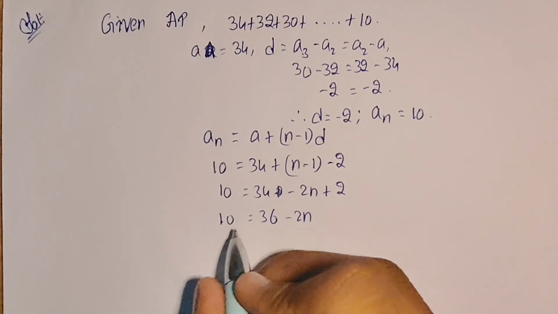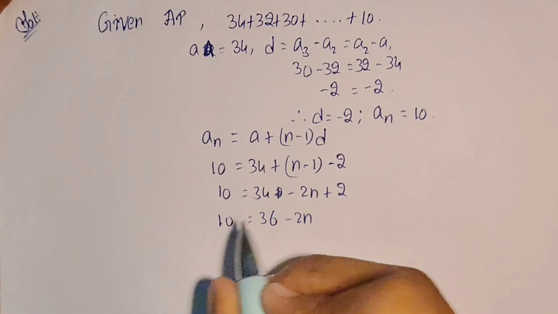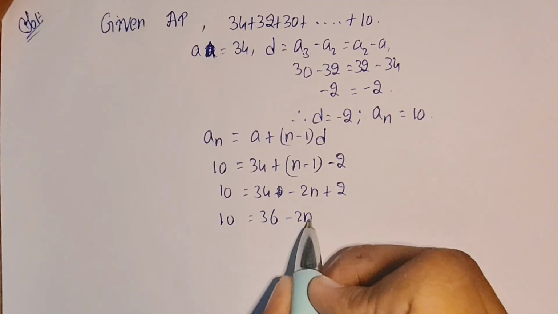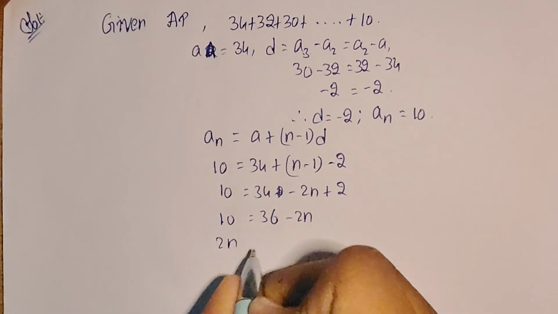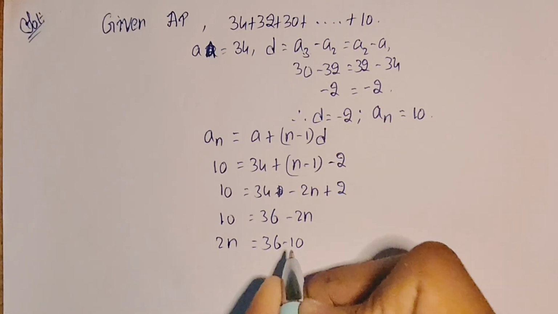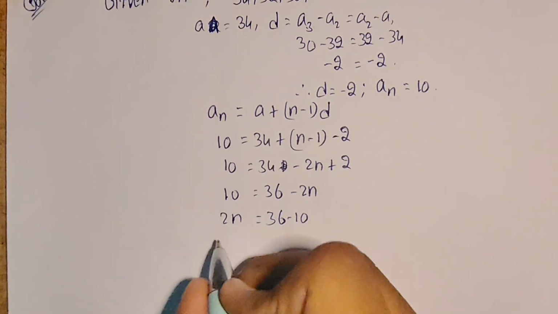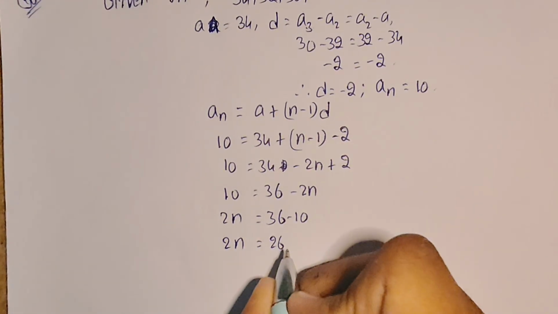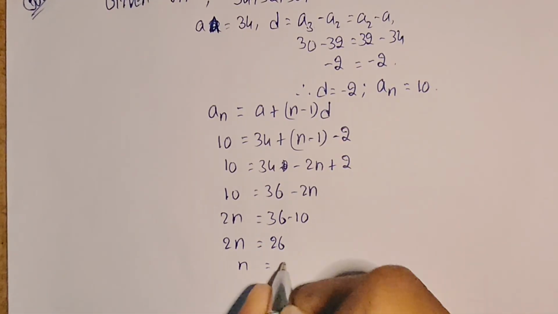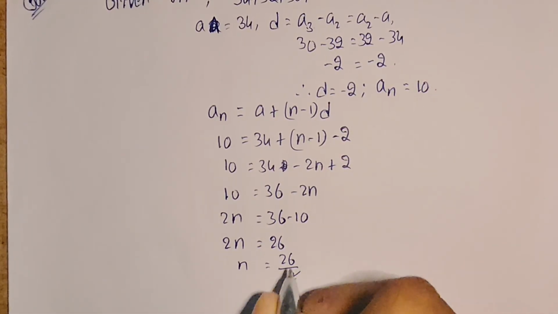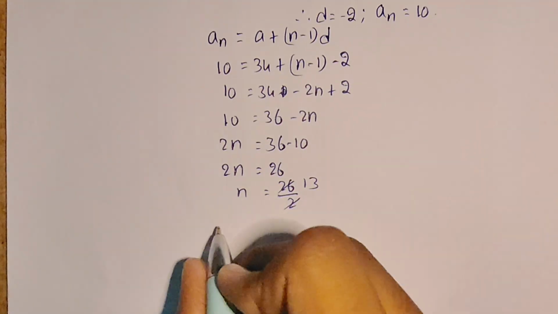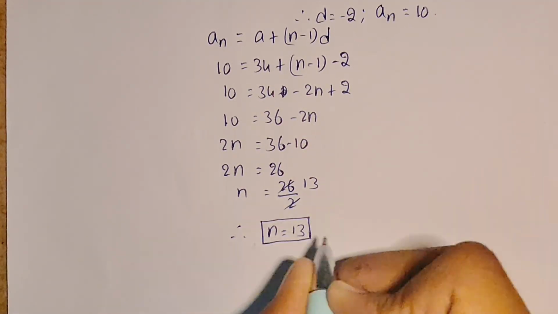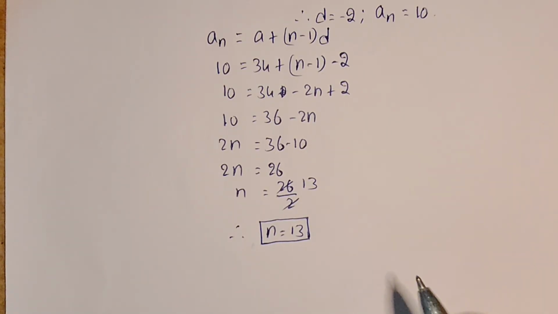If we transpose the 10 to the right side, it becomes minus 10. At the same time, I am going to transpose the minus 2n to the left side. It becomes 2n is equal to 36 minus 10. So 2n is equal to 36 minus 10, which means 26. So n is equal to 26 divided by 2. 2 ones are 2, 13s are 26. Therefore, the value of n is equal to 13.